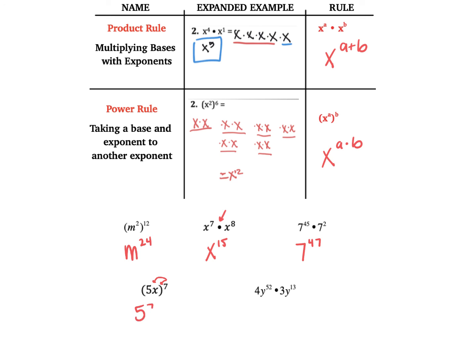So 5 to the 7th, x to the 7. Whereas if you have coefficients, you would actually multiply them together and add those exponents. So 52 plus 13 would give me 65.